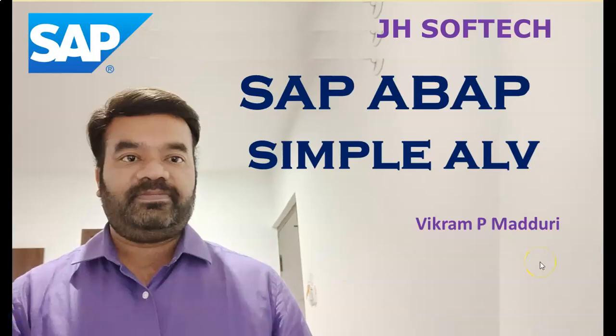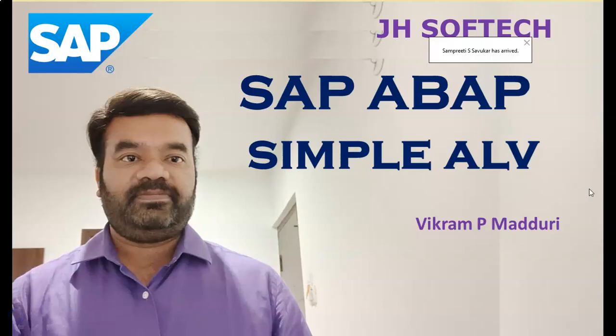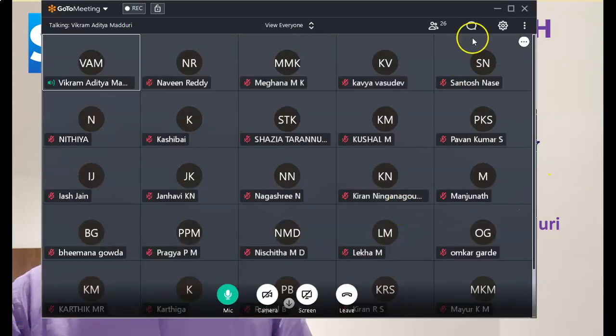So in this session, we'll go ahead with the simple ALV, very simple ALV. We'll see how the ALV reports work and how we do that. Let's do a very simple ALV, which can be completed in just 5 minutes. We'll go ahead with the ALV report to display simple company code details. So we are going to have a very simple ALV report, which we can discuss now.